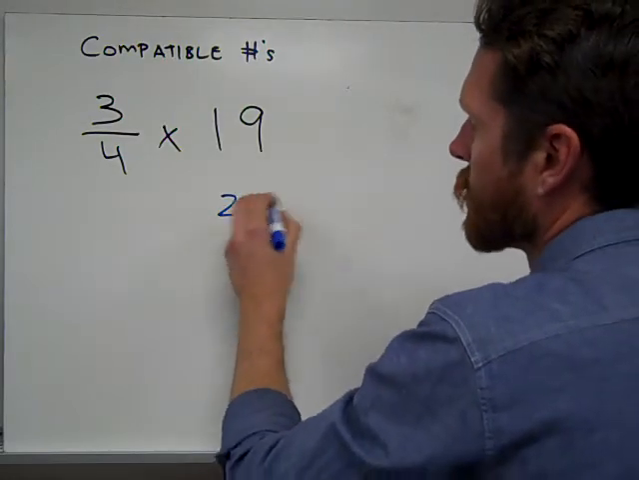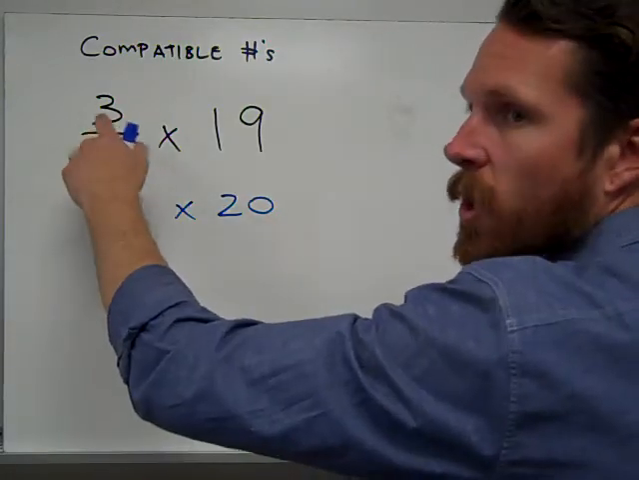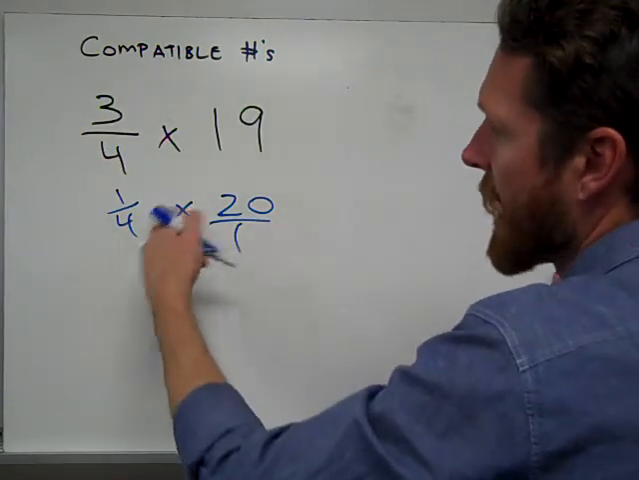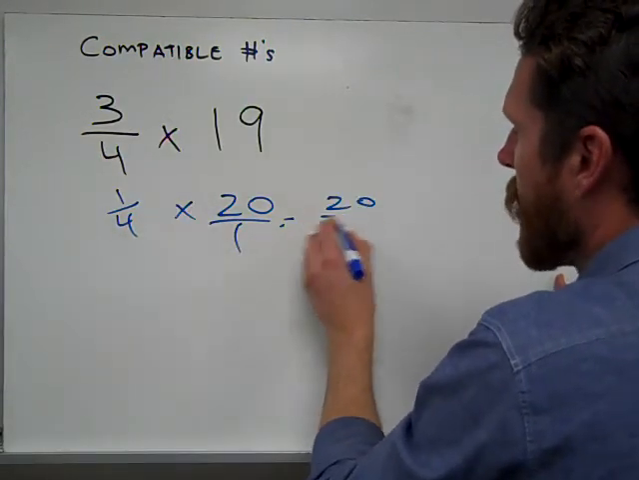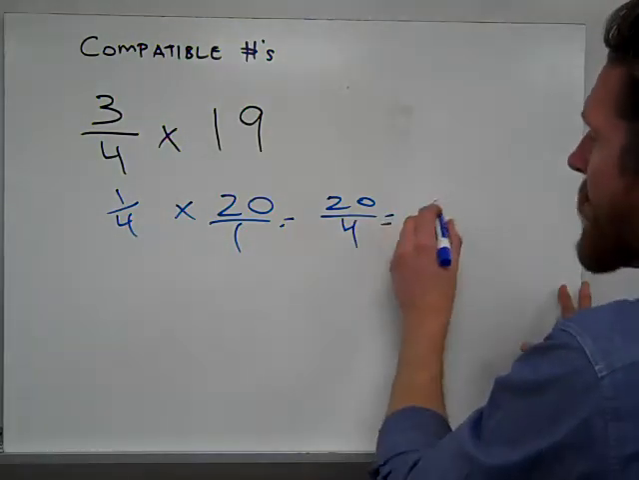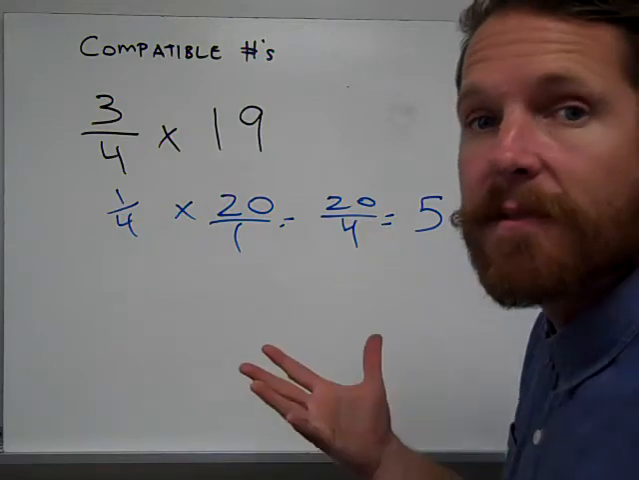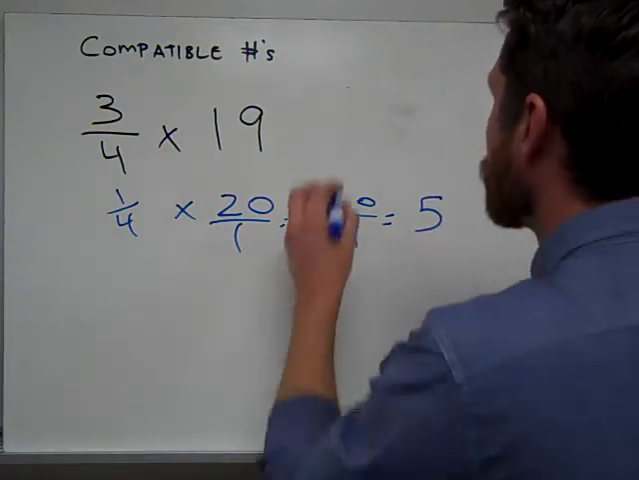I'm going to change this 19 to 20. And then I'm also just going to round this for the time being to 1/4. Because what that is, that's 20 over 4. And when I divide that, it goes in evenly. It gives me 5. And so what that tells me is this.